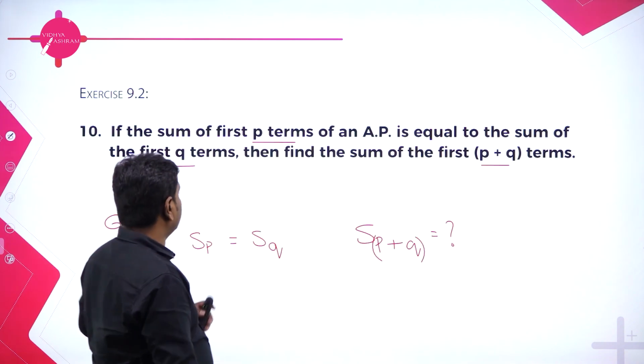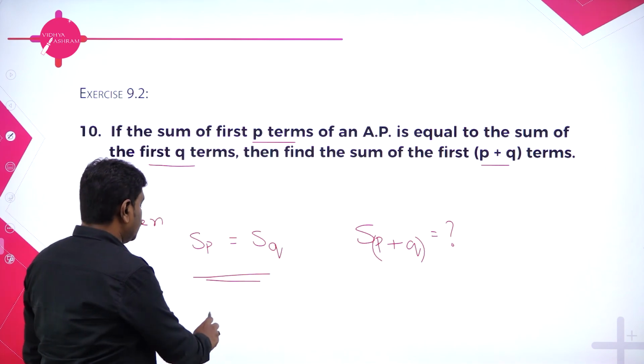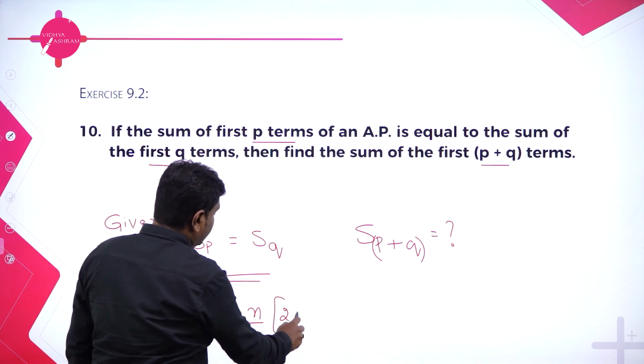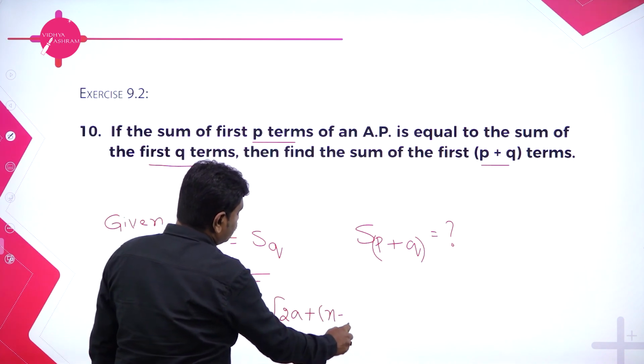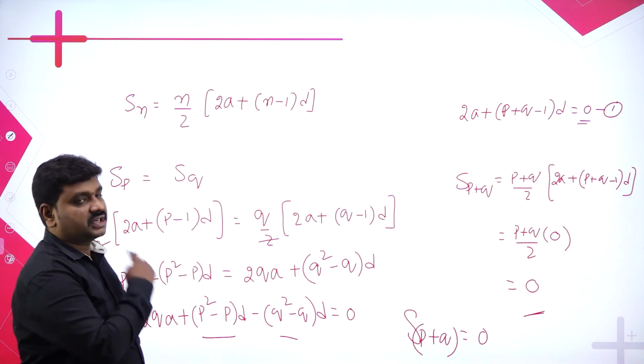So this was one of the interesting questions. The sum of p terms is equal to the sum of q terms was given, and we used the formula repeatedly, that is Sn. The sum of n terms is n by 2 into 2a plus n minus 1 into d. This is the formula we used and we arrived at the result.